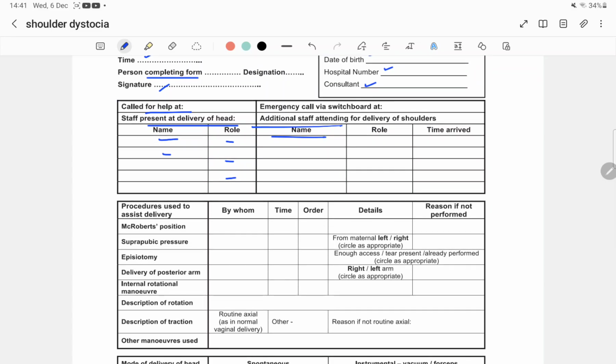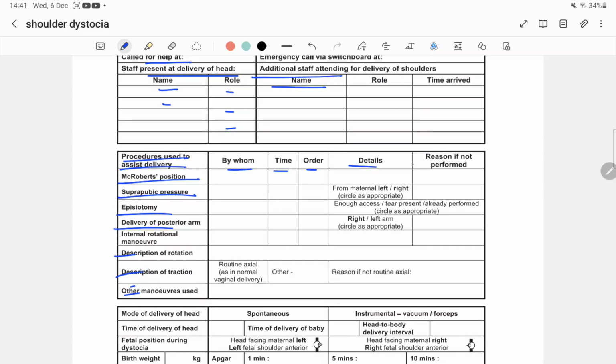Now I'm explaining this proforma just for the clinical candidates because they can get this proforma in their exam, and they will not have this proforma, but they have to point out the mistakes in the sequence of events or something like that. So then you should know at that time. Ma'am, I want to know the person present at the delivery, who were called during the emergency, what was their role, at what time they arrived. Okay, what procedures were carried out like McRoberts, suprapubic, episiotomy, all these maneuvers. Okay, by whom, time, order, details, because in 30 seconds we move to the next maneuver.